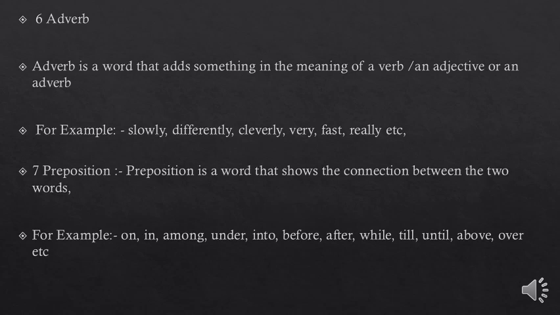Which type of going is Rahul doing? Slowly. Differently, cleverly, very fast, really, etc. These types of adverbs are used in our sentences. We'll take one example: Rahul is cleverly doing his work. Which type of work did Rahul do? Cleverly.